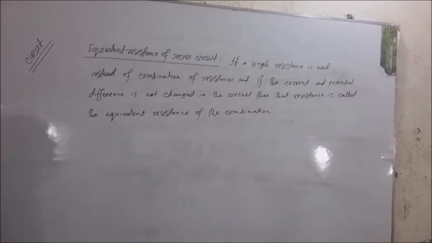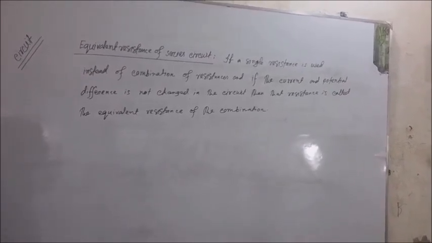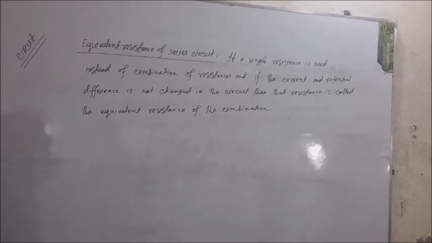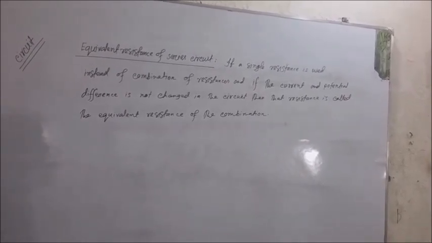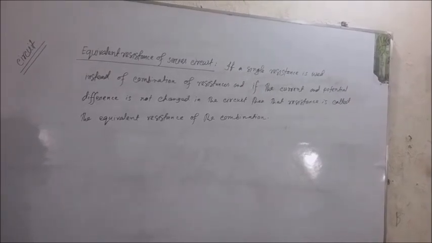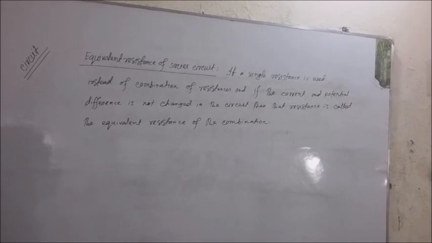Equivalent resistance of series circuit. If a single resistance is used instead of a combination of resistances, and the current and potential difference in the circuit are not changed, then that resistance is called the equivalent resistance of the combination.